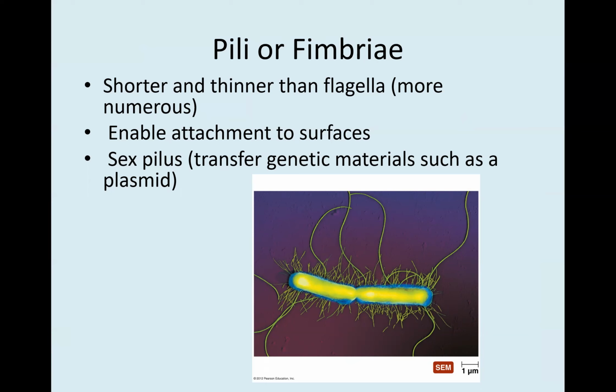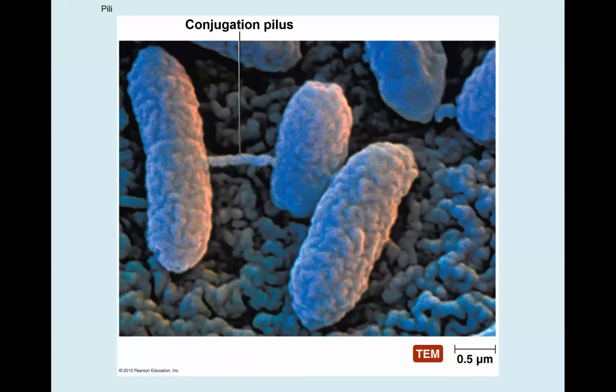Now, with pili in particular, they can be a sex pilus, and it helps to transfer genetic material, for instance what we'd see as a plasmid. Remember, the plasmid is that additional chromosome or additional genetic material that a bacteria may have. Not all bacteria will have a pilus, but again, it's helpful in what we know as conjugation. We'll talk about conjugation a few chapters from now.